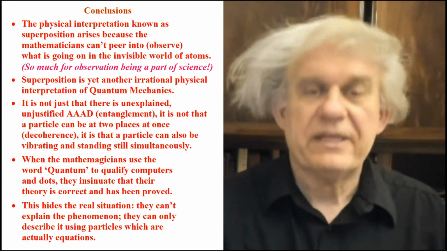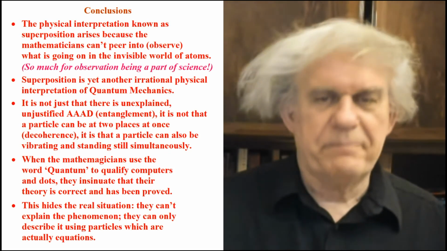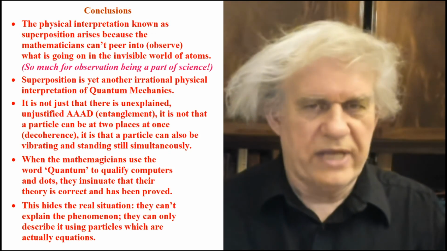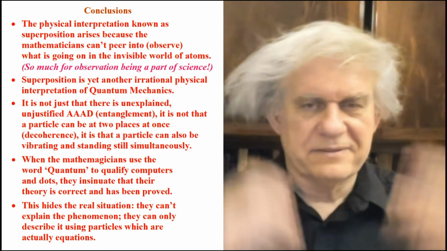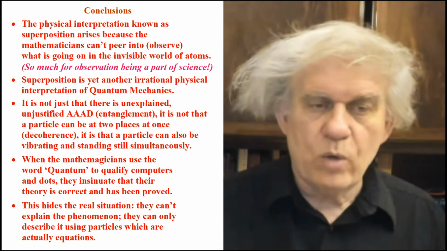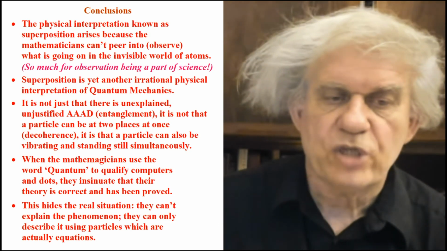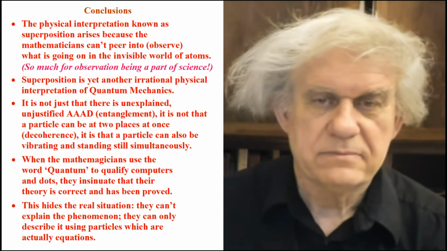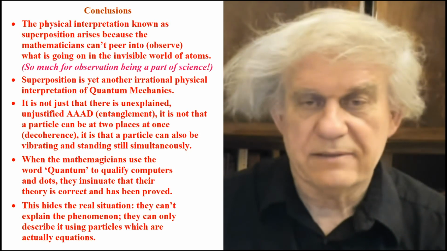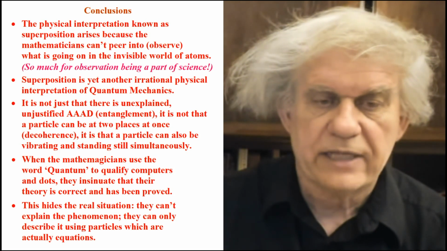That's the issue. Okay? But they call them quantum computers. It confuses people into thinking that these people have the right theory because otherwise the computer would not work. That's their tiny mental reasoning. Okay? And this hides the real situation. They can't explain the phenomenon. In this case, superposition, they can only describe it using particles which are actually what? Equations. Okay, so that's in a nutshell, not only superposition, but entanglement and decoherence, all in one there. They're all irrational explanations, but that's the only explanation they have. And so this is where we're at today. They call it science.